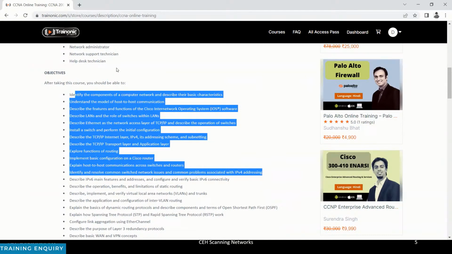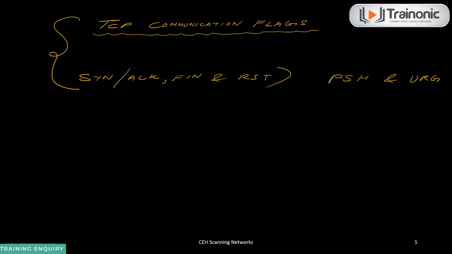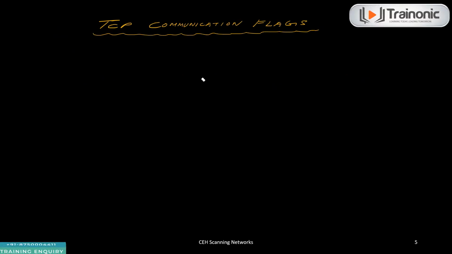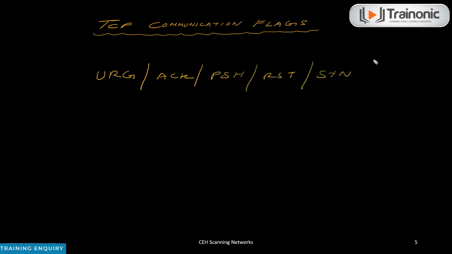Before even getting into the TCP communication flags that I'm making you understand over here. Okay, so I was talking about the flags. We have got 6 flags over here: the urgent bit, the acknowledgement bit, the push bit, the reset bit, the SYN bit, and the FIN bit.